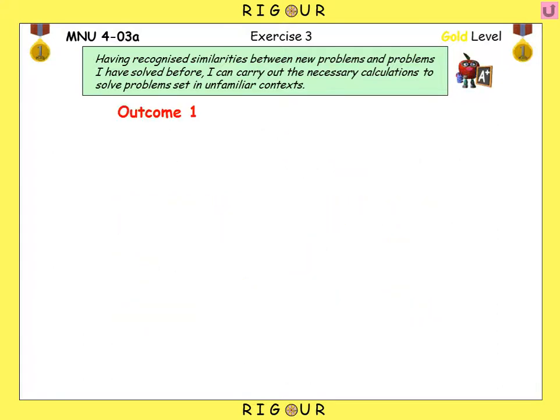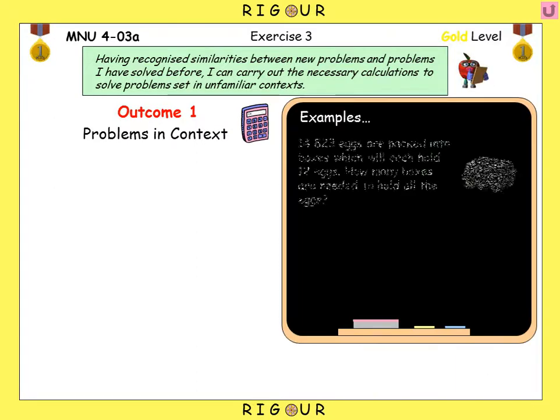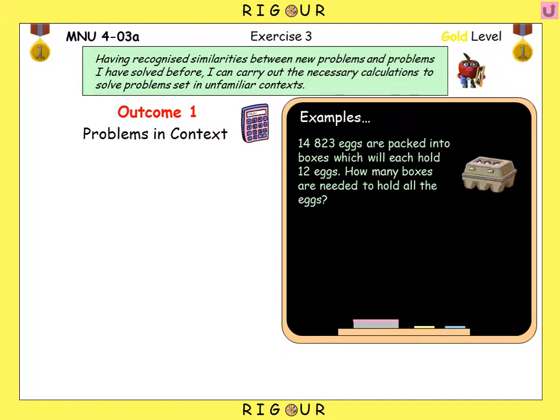In this video, we're just going to focus on outcome 1, which is problems in context. And as you can see here, you're allowed to use a calculator for these questions, so make sure that you've got one handy. So let's go over a context question here and we'll read through it together.